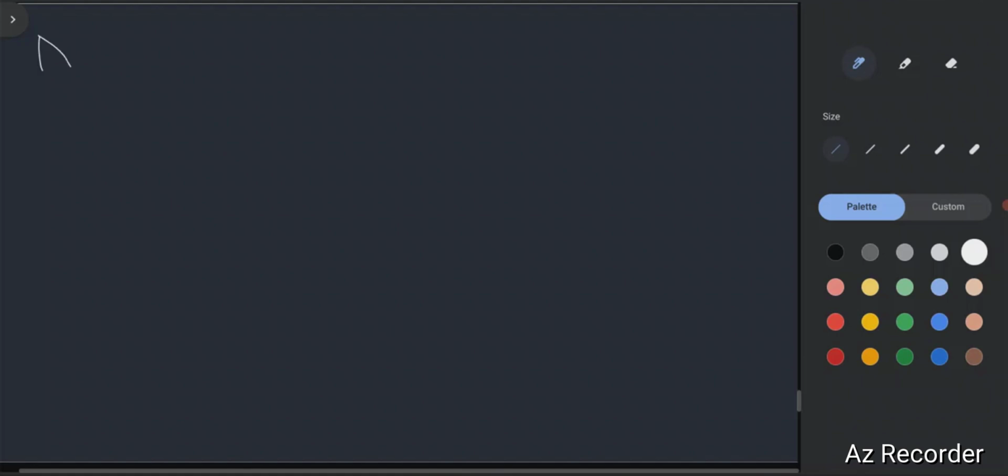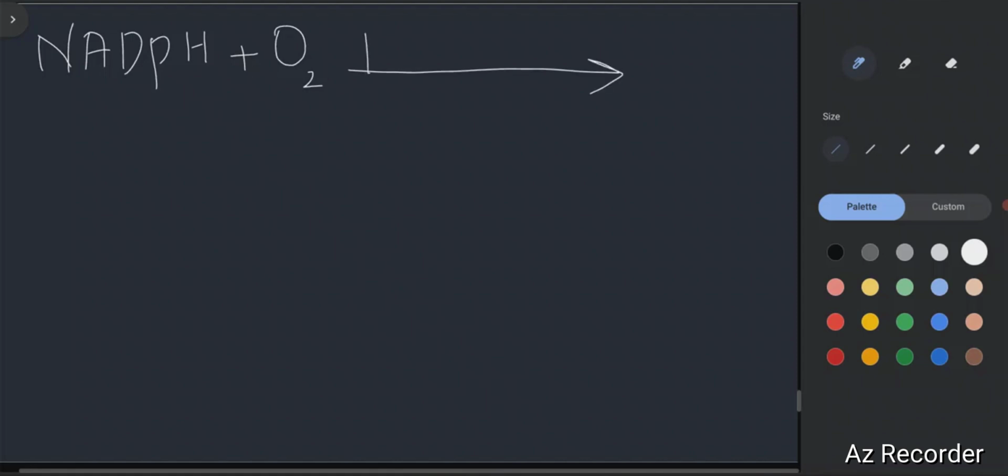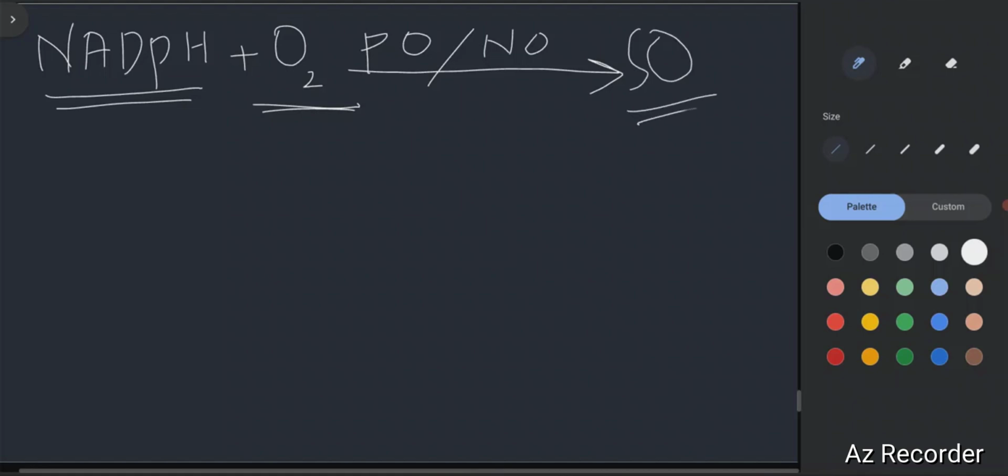You know that in your body you have an NADPH, right? What our neutrophils do, they fuse NADPH with oxygen. In this process they have an enzyme known as phagocyte oxidase or NADPH oxidase, right? In this process the NADPH is oxidized and oxygen is reduced. Oxygen is converted to superoxide anion. Okay, very important thing. And NADPH obviously is oxidized to NADP.